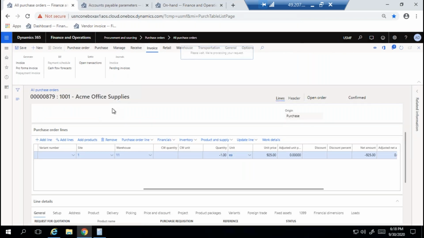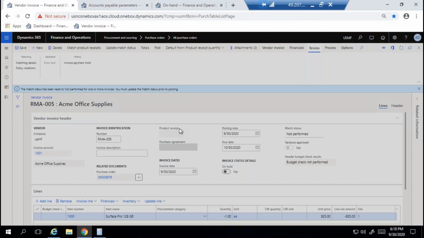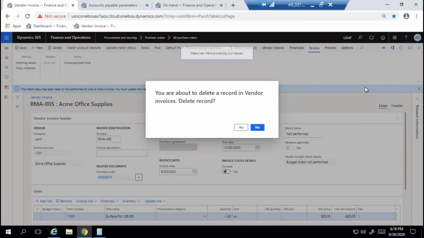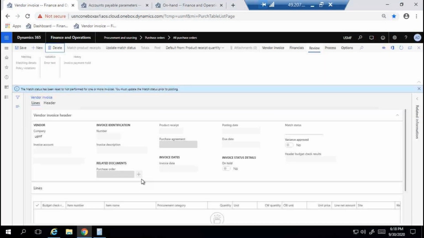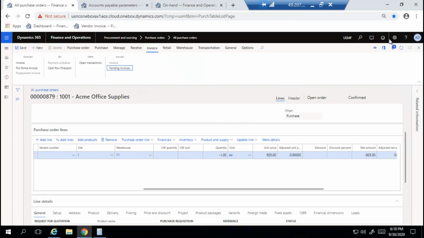Let me delete this one. So during the invoice, if you change the setups, sometimes it may create problems. Okay, refresh. I'm doing invoice directly because you are giving back material to your vendor.